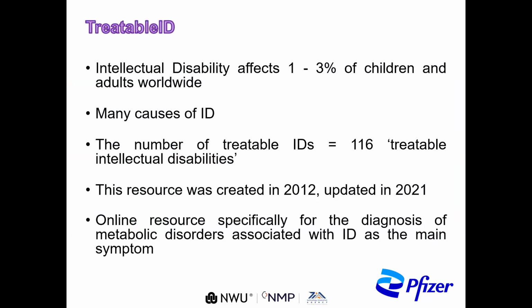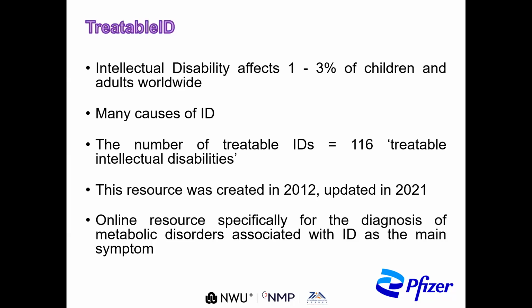So this resource was created to aid in diagnosis of metabolic disorders that are associated with intellectual disability as the main symptom. In short, intellectual disability is a condition characterized by significant limitations in cognitive function and adaptive skills, and it affects 1 to 3% of the global population. It also often co-occurs with behavioral problems, epilepsy, and other neurological problems or disabilities.